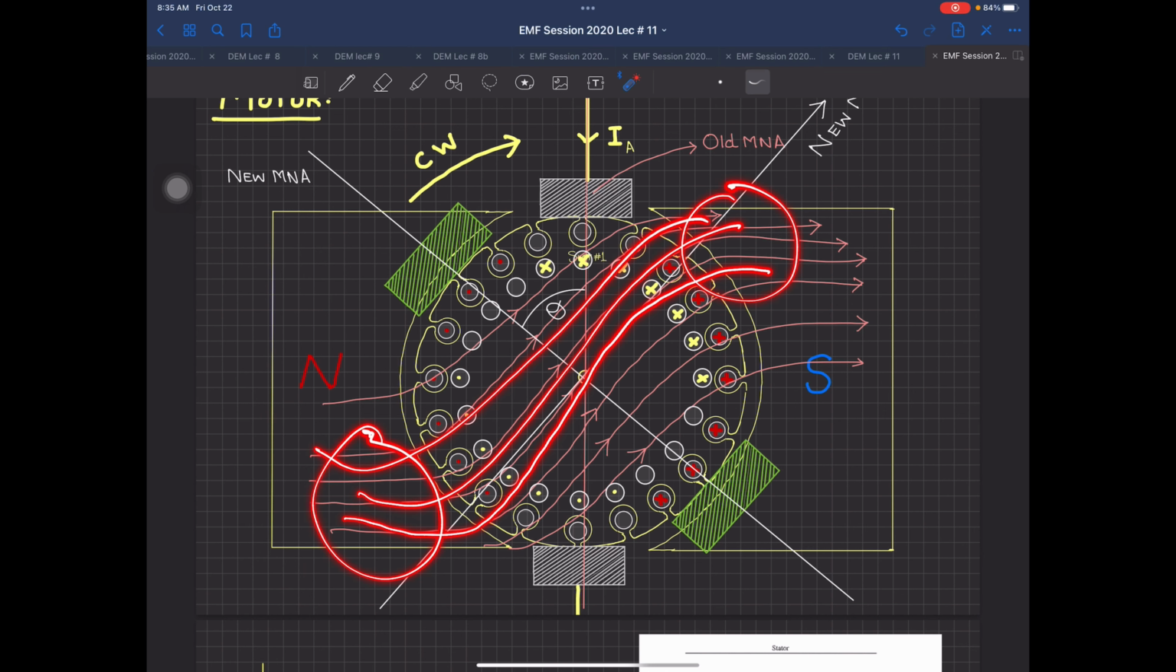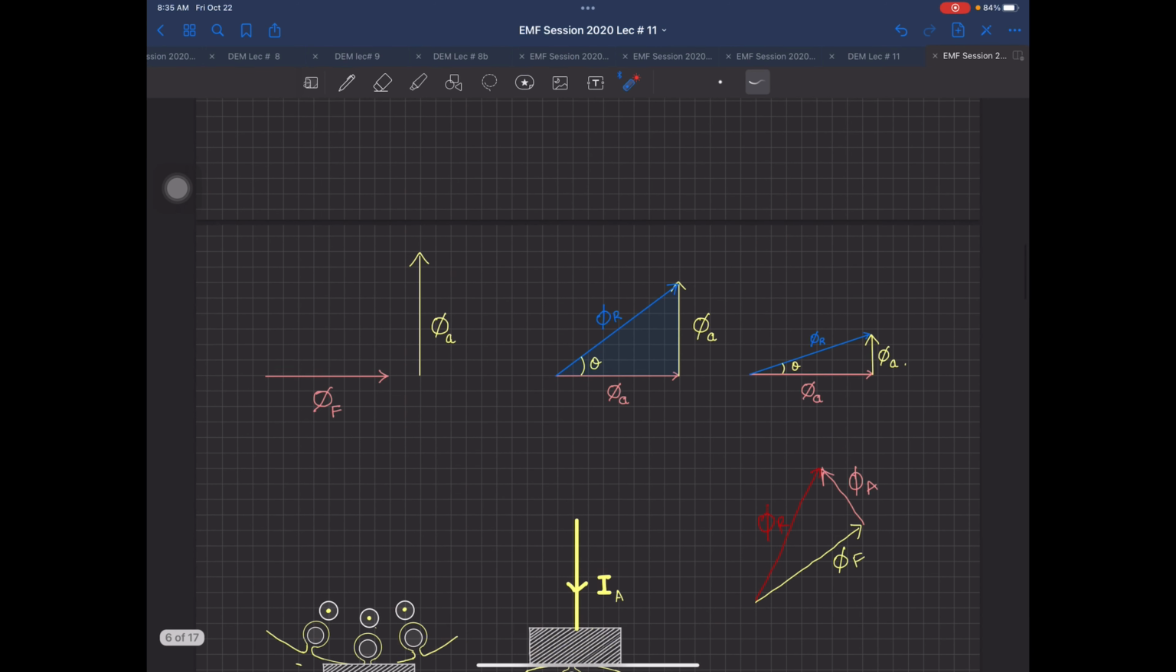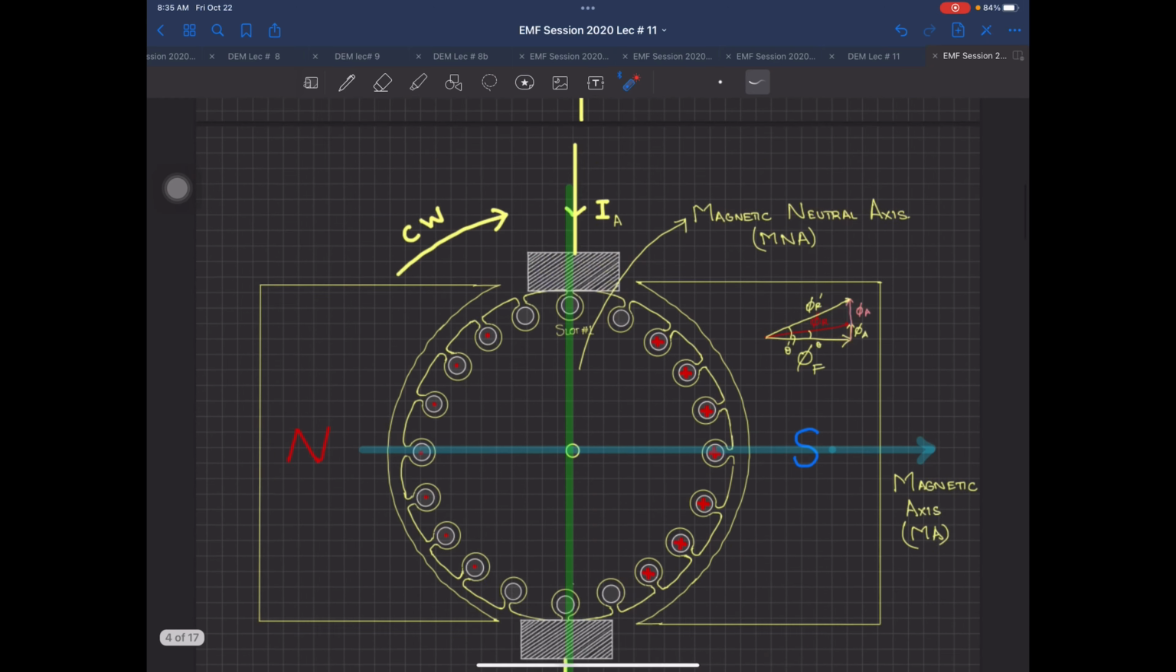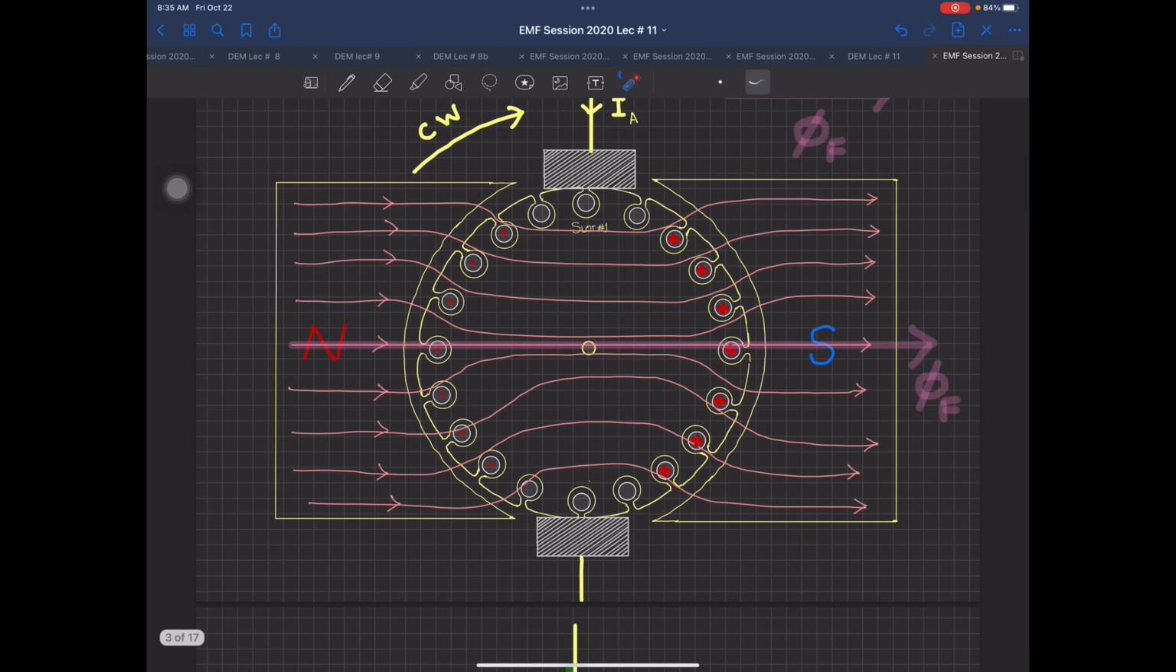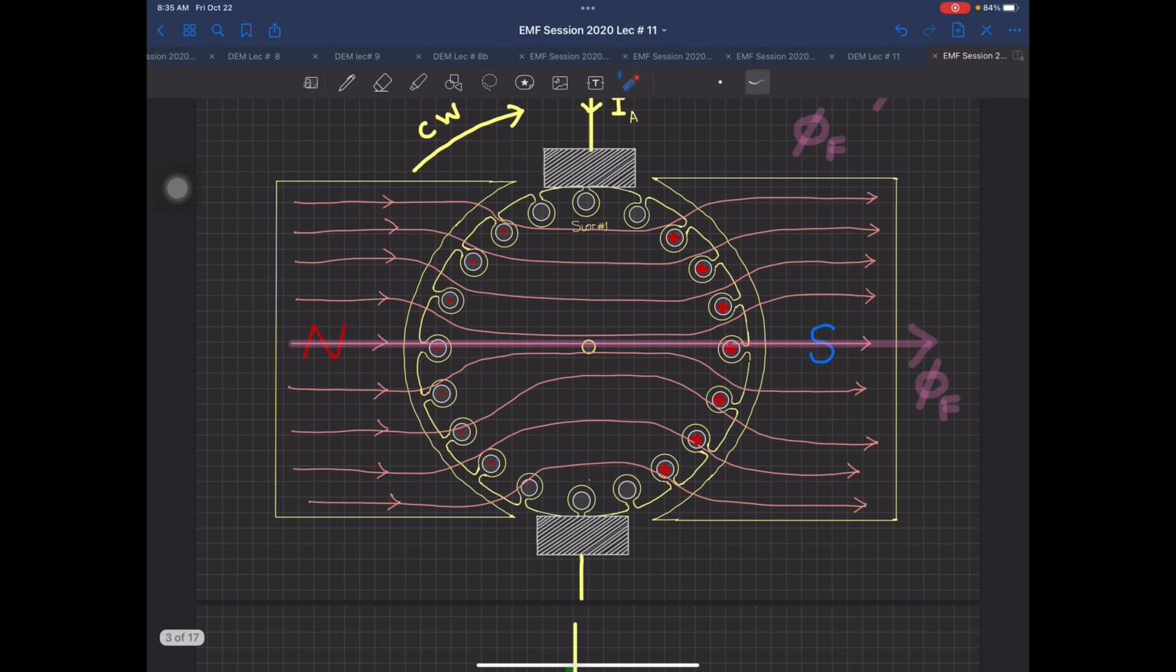So what is happening over here? This area and this area have a lot of flux, but in this area and this area there is very less flux. So the overall flux homogeneity is lost. Previously, the field lines were homogeneous.